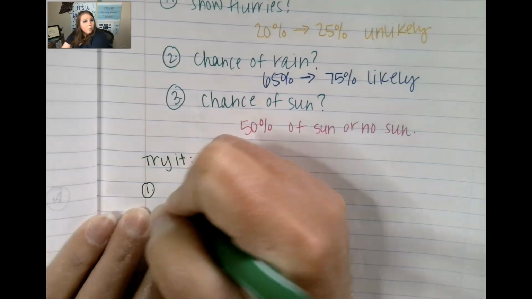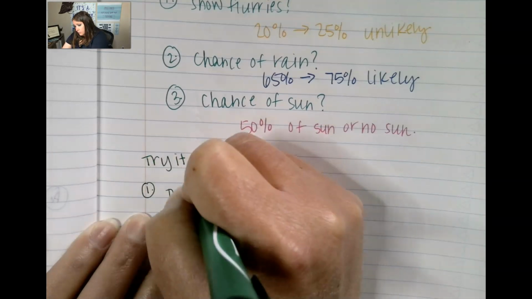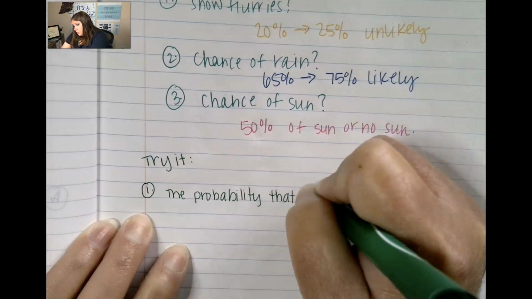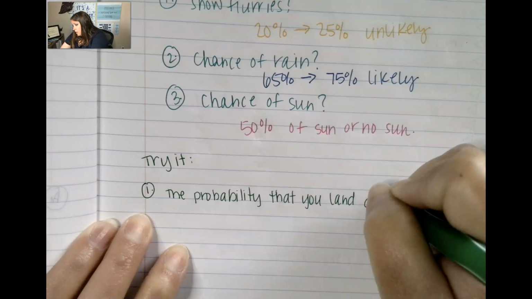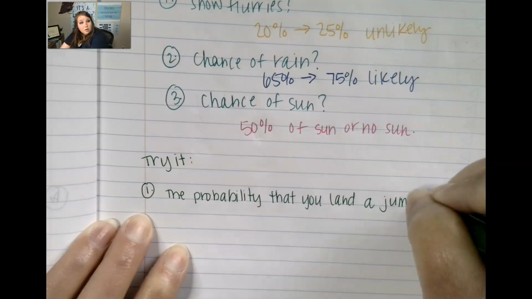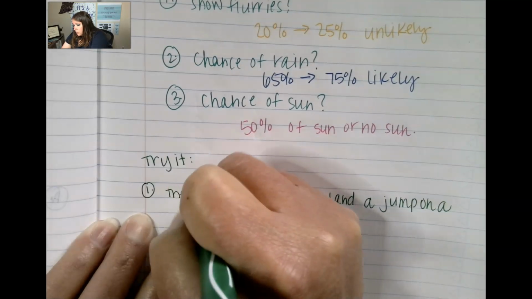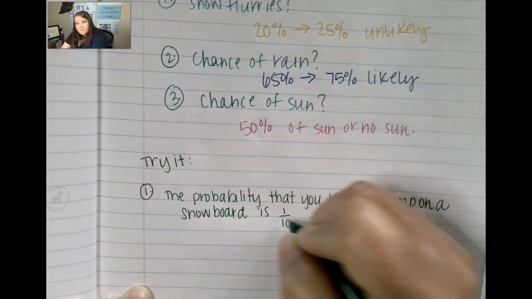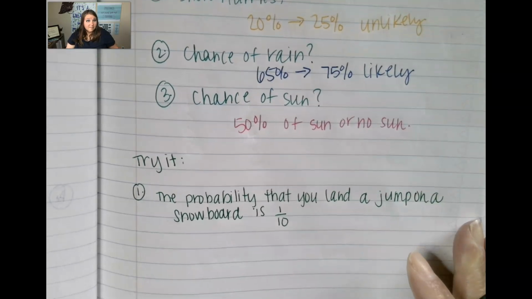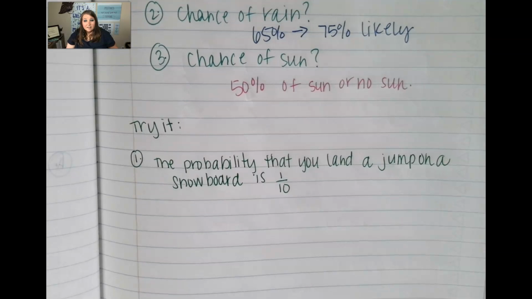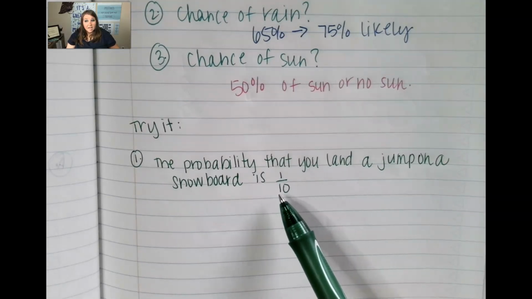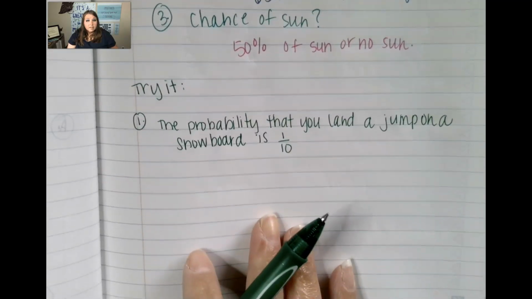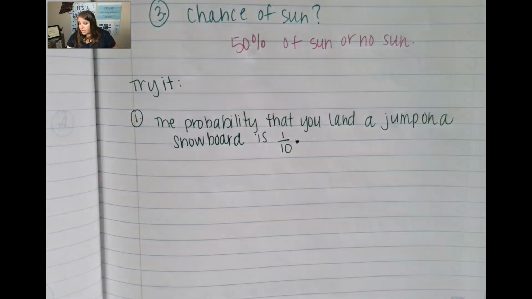Try it number 1 says, what is the probability that you land a jump on a snowboard? The probability that you land a jump on a snowboard is 1/10 chance. 1 out of 10. Or you can convert this to a percentage and think of it as 10%. Okay, so the probability that you land a jump on a snowboard is 1 out of 10. What's the likelihood? So use the chart to tell me the likelihood of landing the jump.